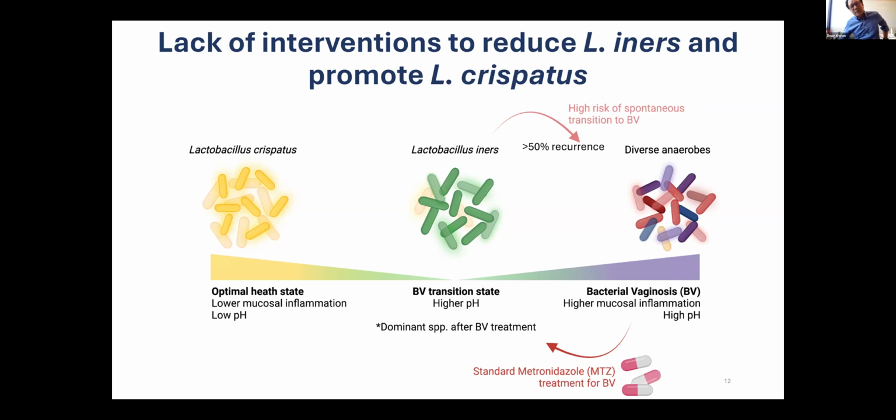So optimally, in a perfect world, you would have interventions that could get you out of this vicious circle of having diverse anaerobes and then getting treated, and that gets you Lactobacillus iners, which actually provides a high probability of recurrence to diverse anaerobes.